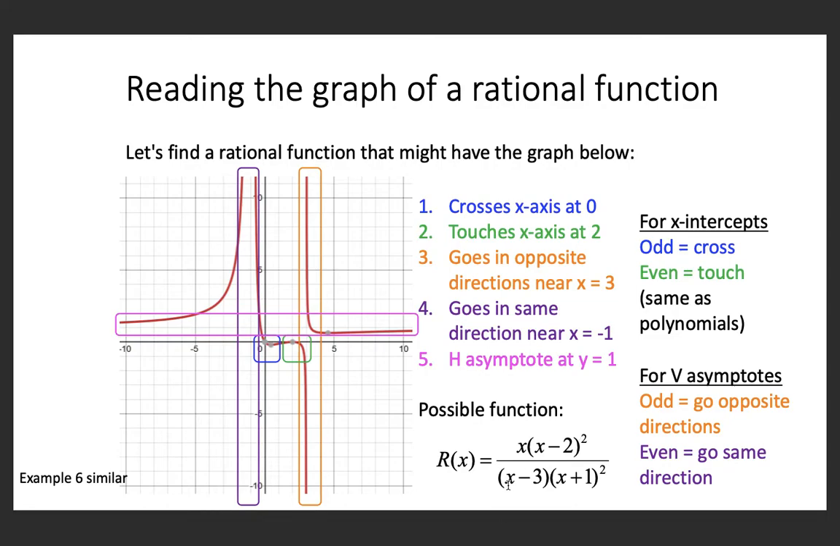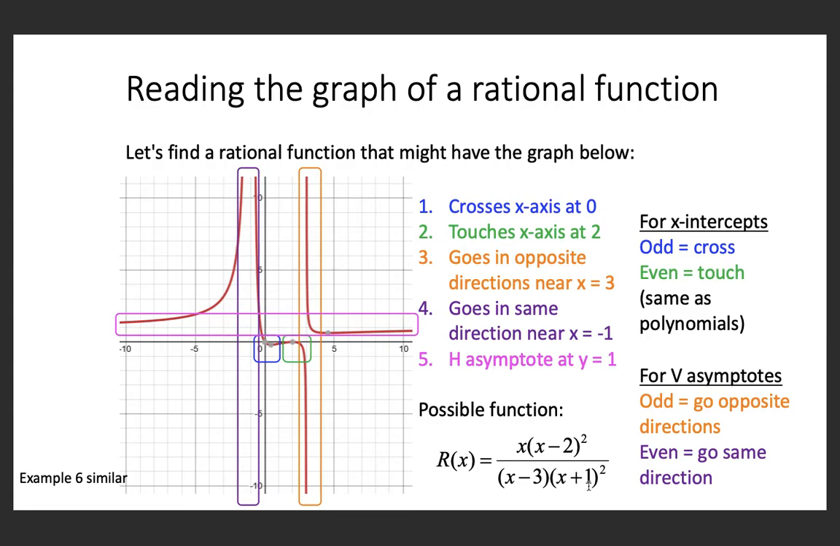Then we have these things going in opposite directions near x equals 3. So x minus 3 will be the factor here. x equals 3 is the asymptote. See the opposite direction: this one is going up, this one is going down. That means for x equals 3, the power will be 1, because opposite direction means power is 1. Same direction means power is 2.